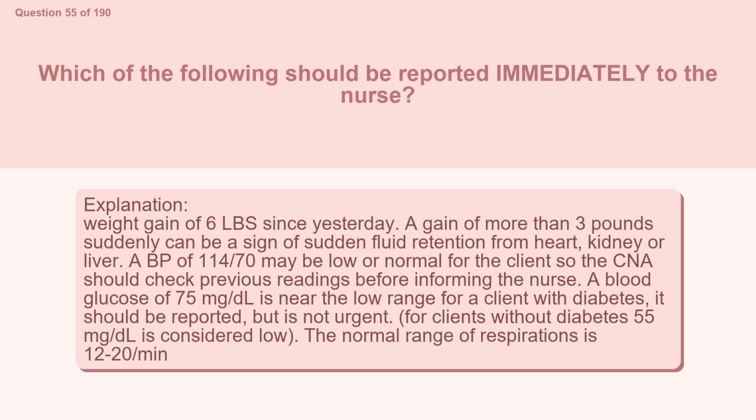before informing the nurse. A blood glucose of 75 mg/dL is near the low range for a client with diabetes. It should be reported, but is not urgent. For clients without diabetes, 55 mg/dL is considered low. The normal range of respirations is 12-20 per minute.